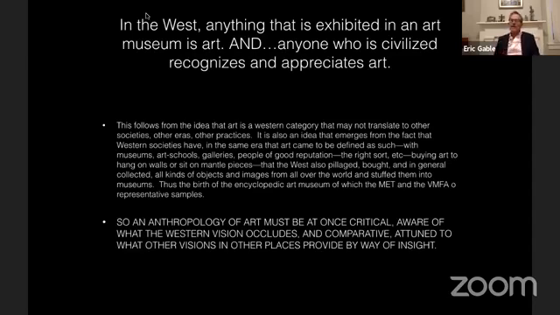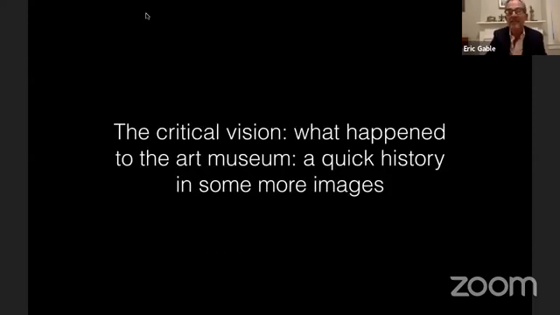And so to be an anthropologist, what does one have to do with this? You have to be critical. That is, you have to put distance between your own analysis of that material. And you have to be aware of what that vision of art occludes, what it erases for you. And you have to be attuned to what other visions and other places provide in the way of insight. And I'm going to try to give you a sense of that.